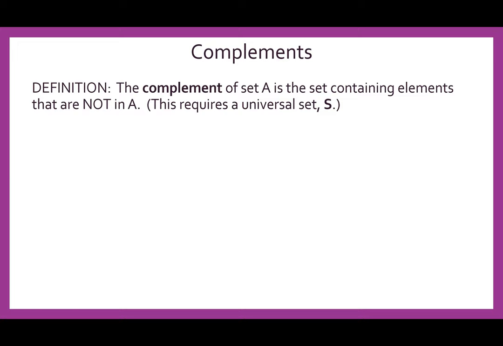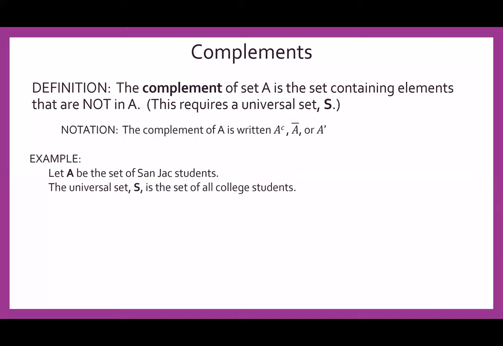So there's three ways that we're gonna see the complement expressed as far as notation. So it's A and it has a little superscript C, or it's going to be A with a bar on top, or it's going to be A prime or A apostrophe. Those all mean the same thing. So let's go back to our example where we have the set of all San Jacinto students. And our universal set S, or our background set, is going to be the set of all college students. So A prime then is the set of all college students who don't go to San Jac.